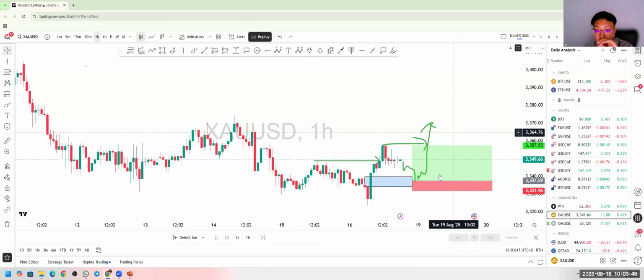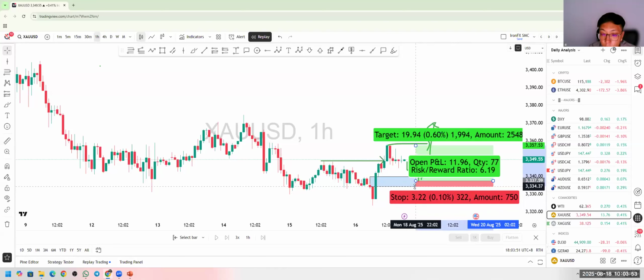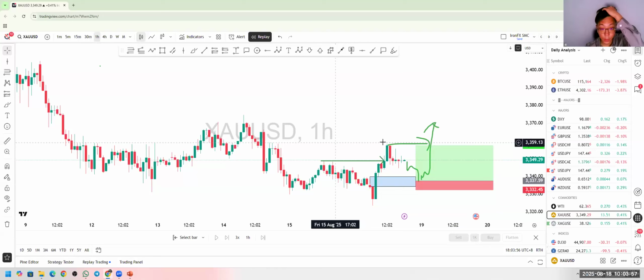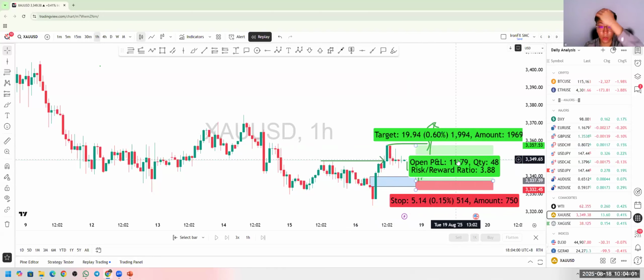Yeah, 1:3.54. I'll leave some gap for price to breathe. I wouldn't put it so tight. I'll put it slightly below. My max would be about 50 pips, so my target would at least be 1:3.